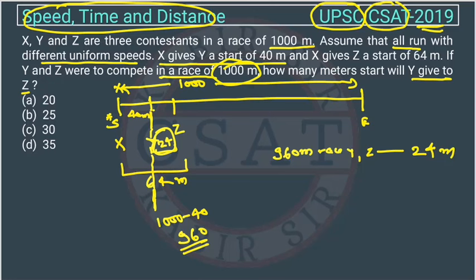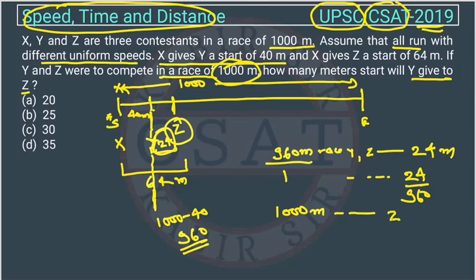From here to here, Y is covering 960, and the start of 24 meters is given to Z in a 960 meter race. So in a 1 meter race, how much start will Y give to Z? 24 upon 960. Therefore in a 1000 meter race, the start Y will give to Z will be equal to this much, right? Now we will solve this. This 0 will cancel this 0, right? 24 is a 96. This 4 will cut this 100.